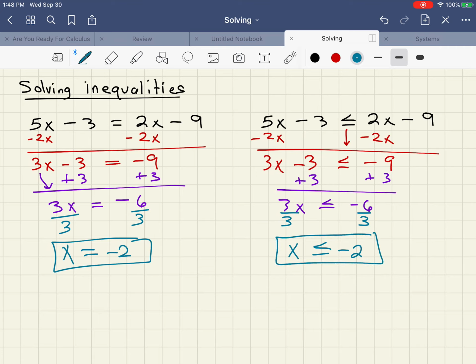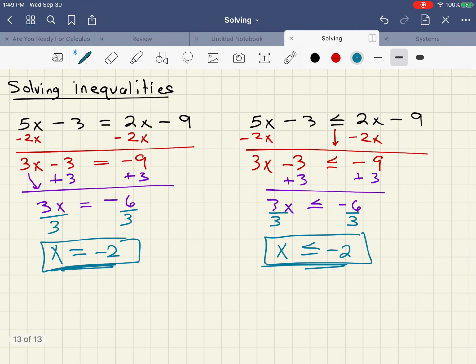So just a subtle difference here is the inequality symbol. And a subtle difference is that this is the only solution, whereas x is less than or equal to negative 2 would include anything less than that. Negative 3, negative 4, these are all solutions. Negative 5, negative 100. Any number less than or equal to negative 2 is a solution. So that's one difference.